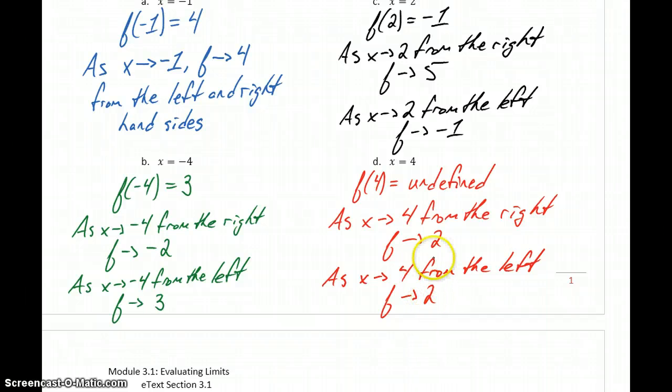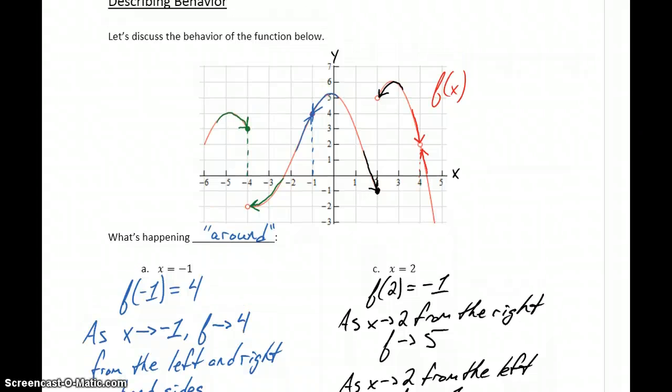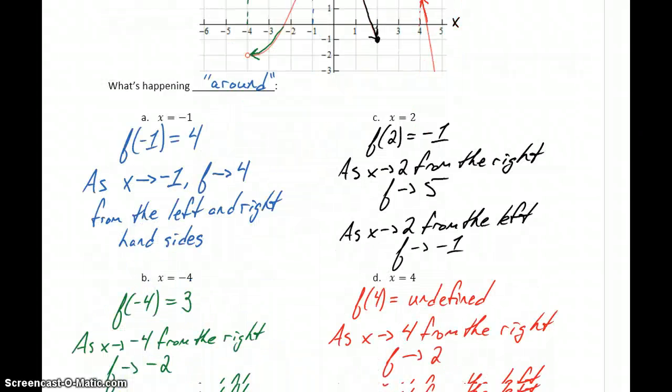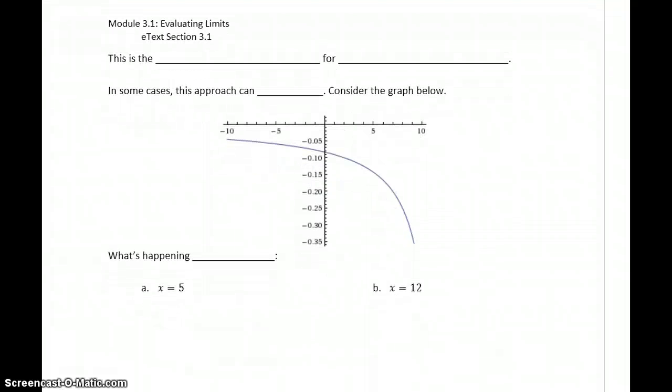So the function can be approaching the same value from the right and left-hand sides, and the function can be undefined. In the first example, from the left and right-hand sides, the function was approaching the same value, but the function was defined. So we have a few different cases, a variety of things that our graphs can be doing, different behaviors that we can observe and describe, which is what we want to start doing when we talk about limits. So this approach that we were just applying is what's called the graphical approach for discussing limits.